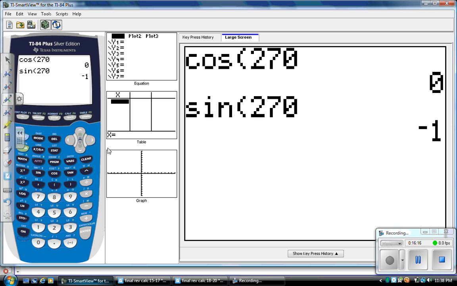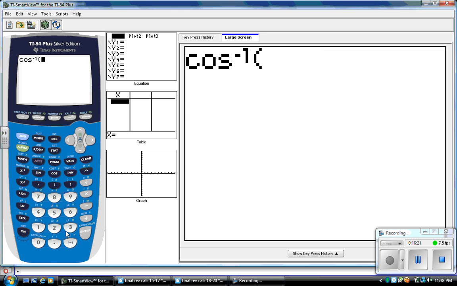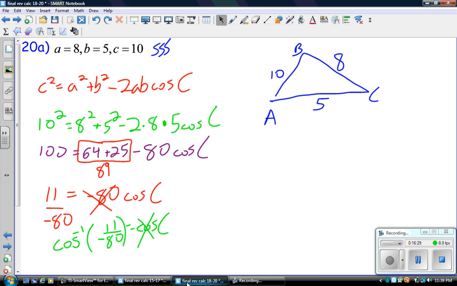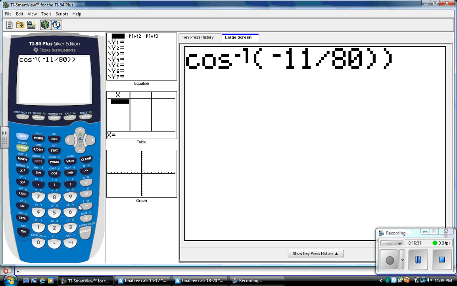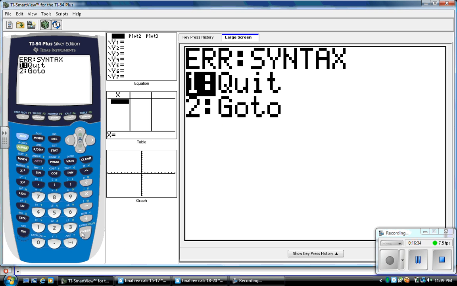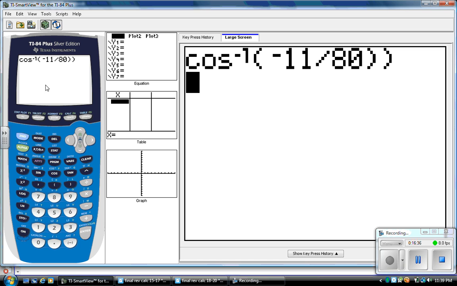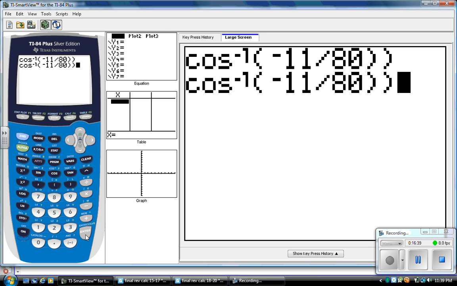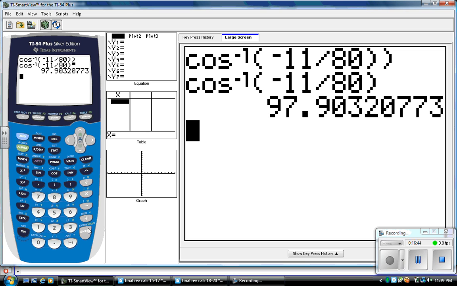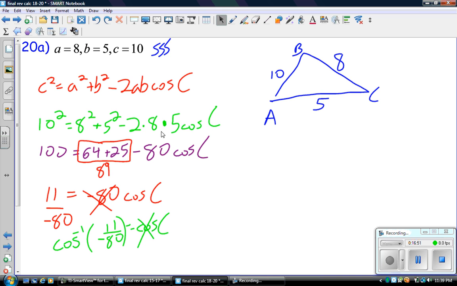I've got it down now, and I was already in degrees here, so I can just do the inverse cosine of negative 11/80. Let me double check that that's what it was. Yep. Oh, and it didn't like me. What did I do wrong? Oh, I had too many parentheses. There we go. And we'll round this to the tenth, 97.9. Should be good enough.